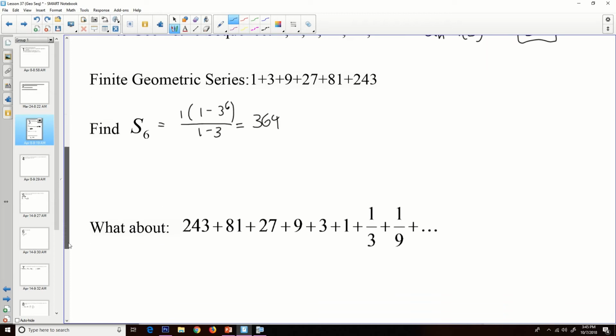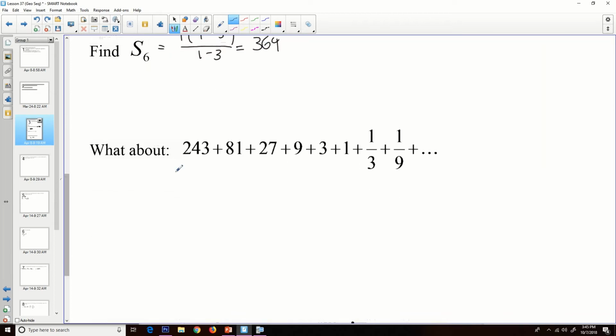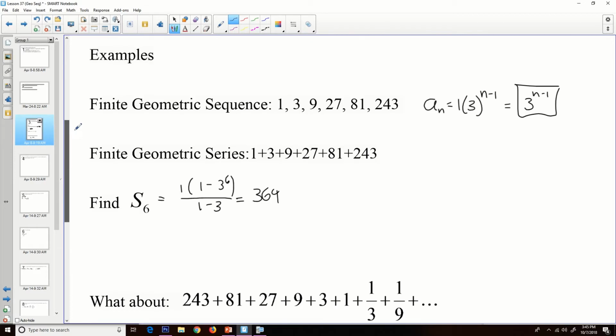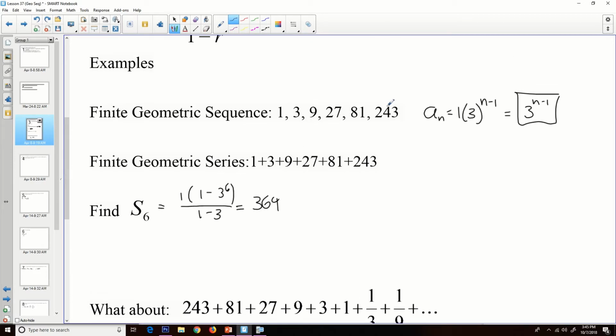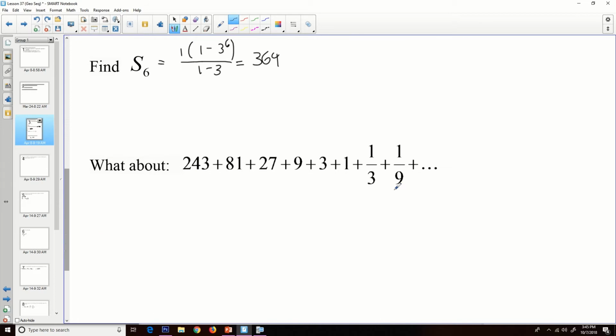All right. Well, now, what about this particular series? 243, 81. If we flip backwards the one that we just did, we go 243, 81, 27, 9, 3, 1, 1/3, 1/9, and then this plus dot dot dot means that this goes to infinity.